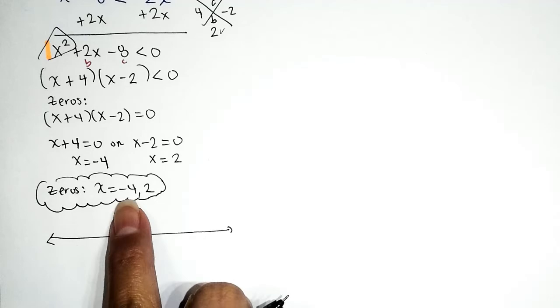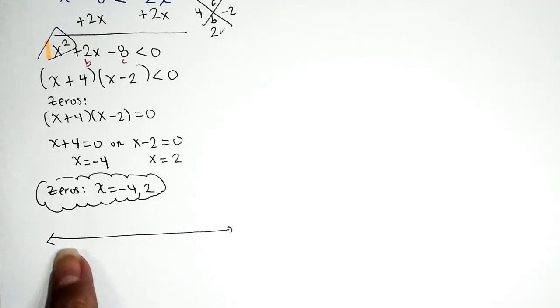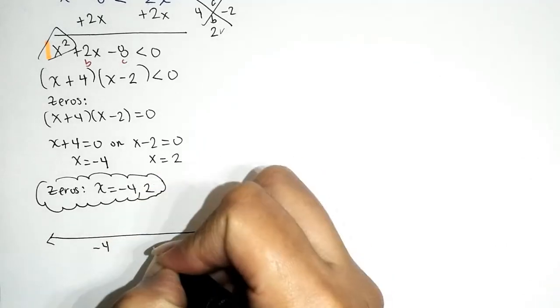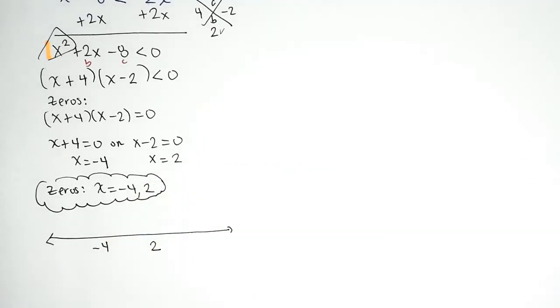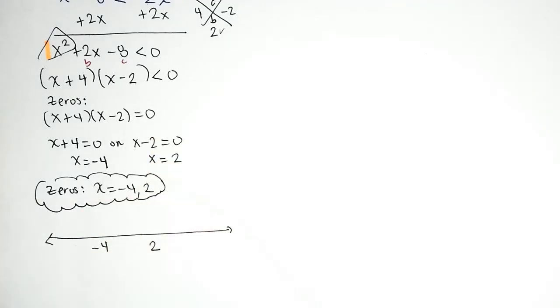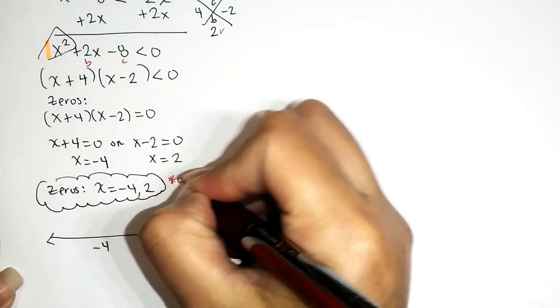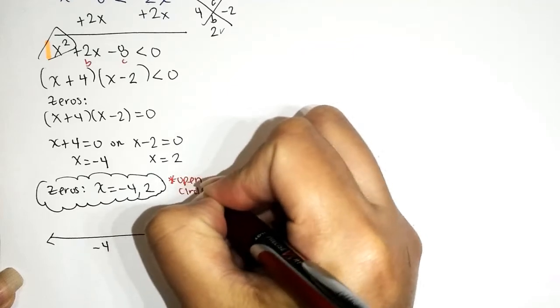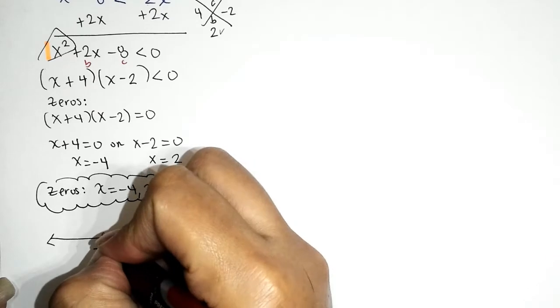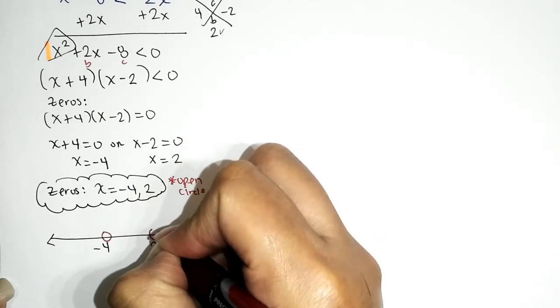The zeros are -4 and 2. This is a number line, so values to the left are smaller, values to the right are larger. So we have -4 and then 2. We locate them. But now the question is, are these zeros part of the solution? Well, that is dictated by the inequality symbol. Because the inequality symbol doesn't have the equal to part, we're going to use an open circle. So let me put a little love note. We use an open circle because of the inequality symbol. So let's put an open circle at -4 and an open circle at 2.